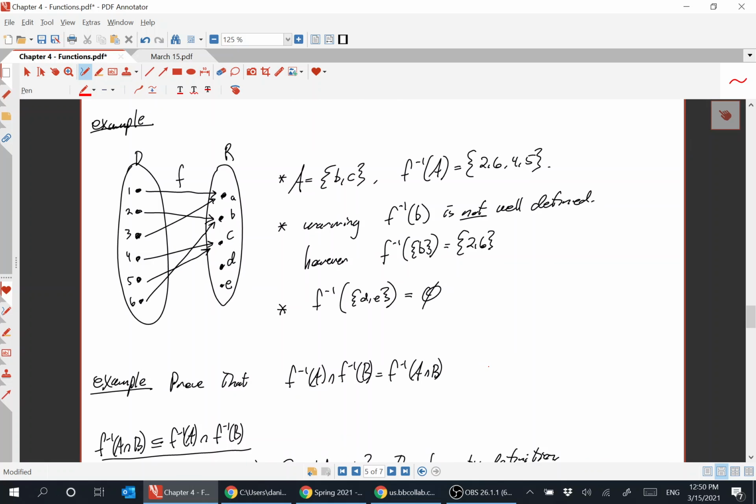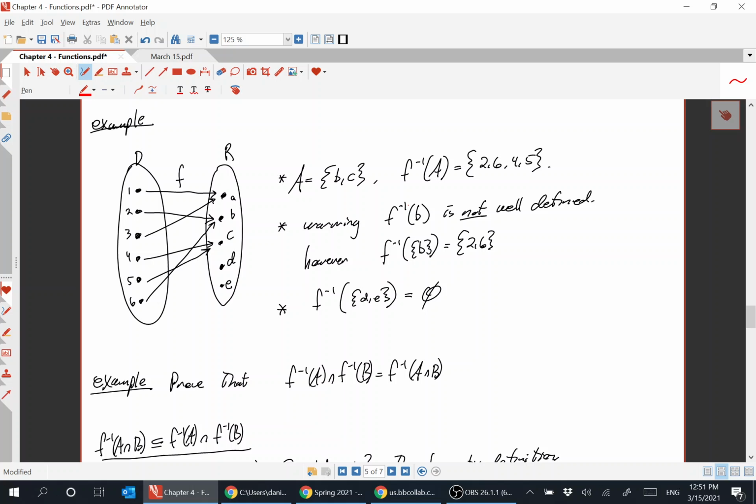So we have this example here. Here's some function defined by this bubble diagram again, and you let A be little b, little c. So for the pre-image of A, you get 2 and 6 going to little b, and for little c, you have 4 and 5 going to little c. So A is little b, little c, and the pre-image of A is 2, 6, 4, 5. By the way, this f with a -1 on top means pre-image. It does not mean inverse function.